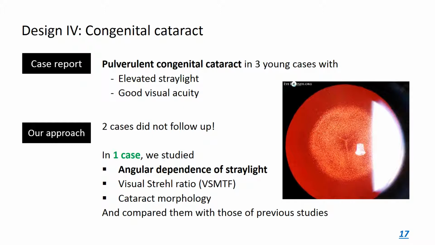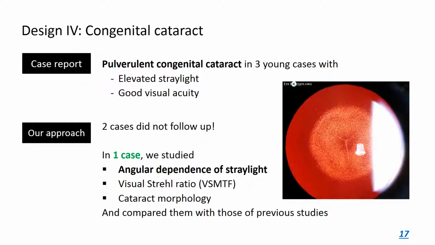We had come across 3 young cases with pulverulent congenital cataract. Both eyes of all 3 demonstrated highly elevated stray light, while their visual acuities were absolutely normal. The standard stray light at 7 degrees was measured for both eyes of the 3 individuals. However, only one of them agreed to continue with the rest of the study.